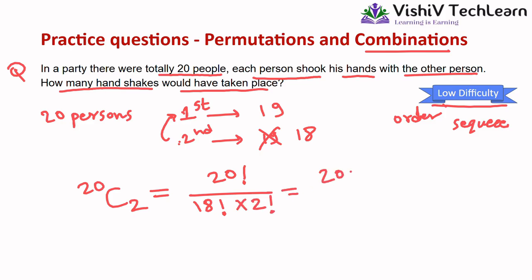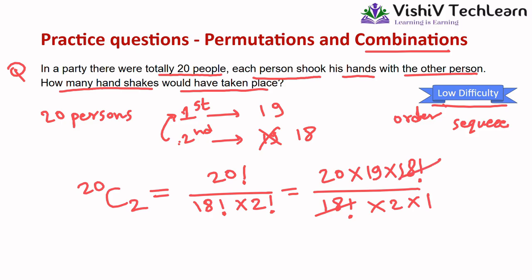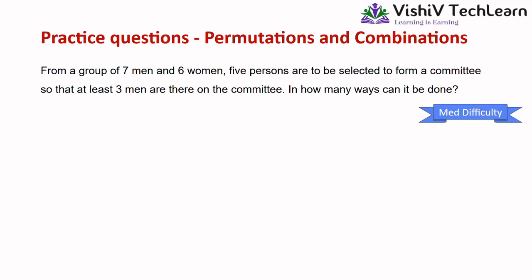So this gives 20 into 19 into 18 factorial divided by 18 factorial, so that we can cancel it, and 2 factorial is 2 into 1. 18 factorial we can cancel. 2 ones are 2, 2 tens are 20, and 19 into 10 will give 190, and here 190 is the correct answer. I hope you have understood this. Let's go to the next.